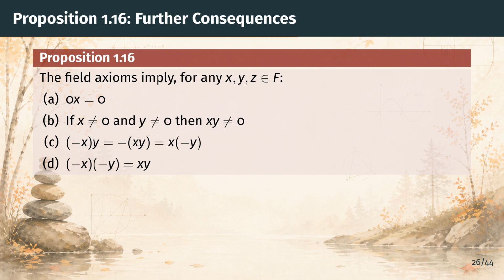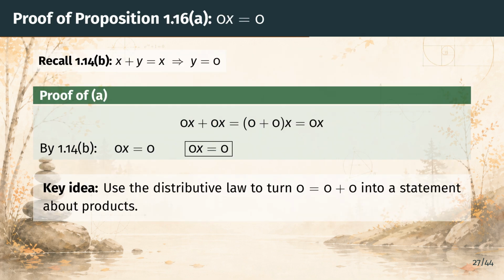Part D says that negating both factors leaves the product unchanged. Let's prove each of these. The proof of part A is elegant and short. We use the fact that 0 plus 0 equals 0, which is just axiom A4.